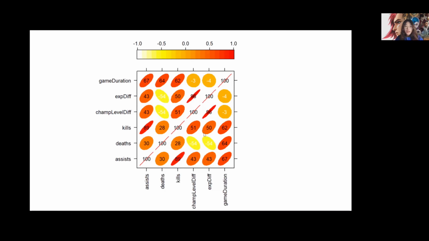In our Model 0, we checked for multicollinearity with the VIF function, and here is a heat map of the 6 predictors that are involved with multicollinearity. We can then group them into two, one consisting of champ level diff and EXP diff, and the other containing the rest 4. We keep champ level diff and kills in our future models and delete the rest, and thus we arrive at our Model 1.